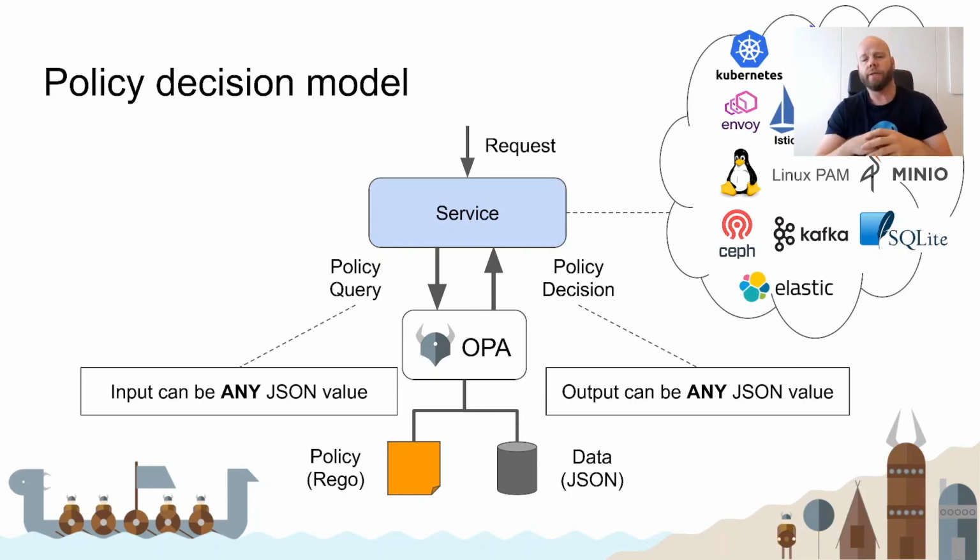And this policy decision could either be, yeah, you are allowed, or no, you are denied. But it could be any JSON value. So it could be a set of obligations. It could be a set of permissions. It could be a string explaining why the user is not allowed.